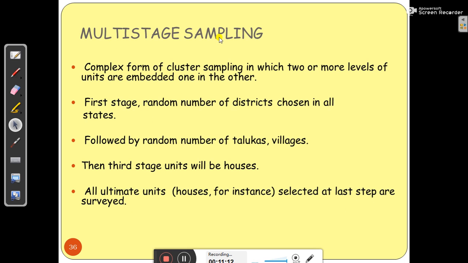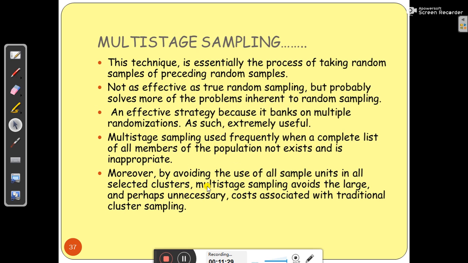So that is multi-stage sampling, but this is a complex clustering formation. First you cluster in the first stage, then you go down to create the second stage, and in the third stage you go for the ultimate units of the population. This technique is essentially the process of taking random samples of preceding random samples. Not as effective as true random sampling, but probably solves more of the problems inherent to random sampling. An effective strategy because it banks on multiple randomization, as such extremely useful.